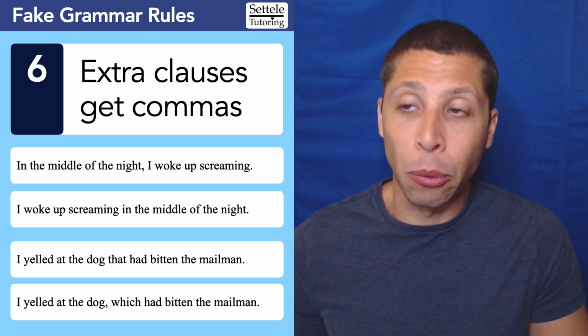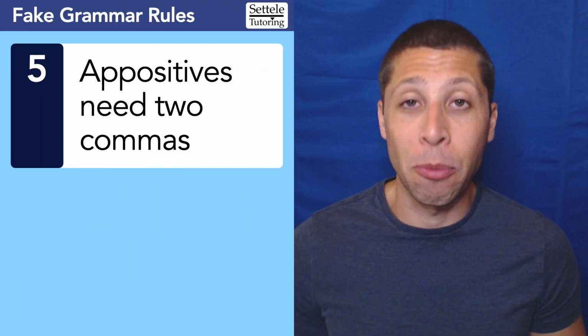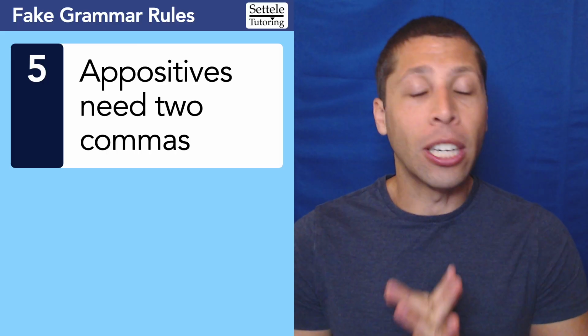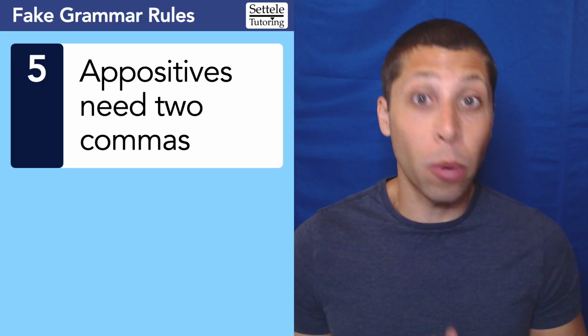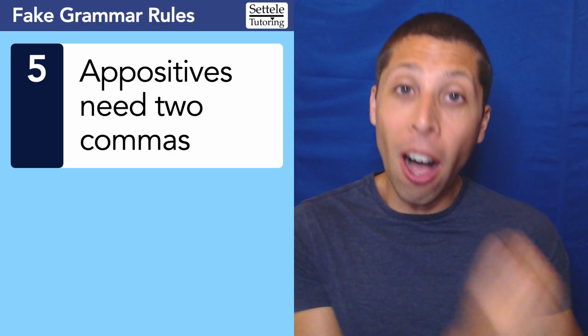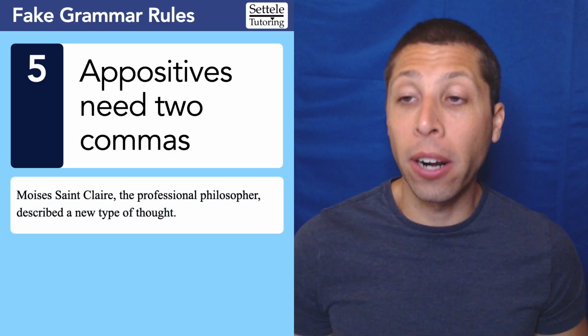Let's talk about some more comma rules that could get us in trouble. This is a very common one in the SAT. Appositives need 2 commas. They're going to test this. They love this rule because this is one of those cases where you've memorized half of the rule correctly, but the other half incorrectly. So the correct part looks like this.